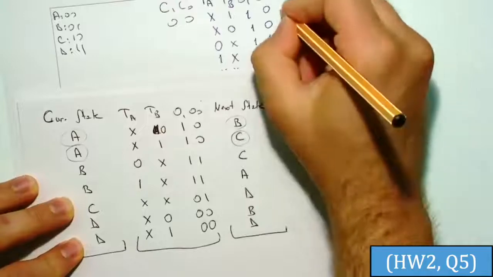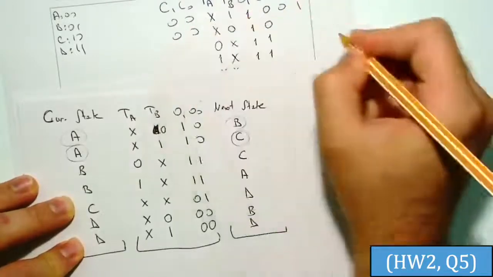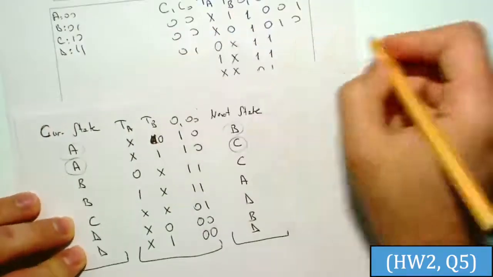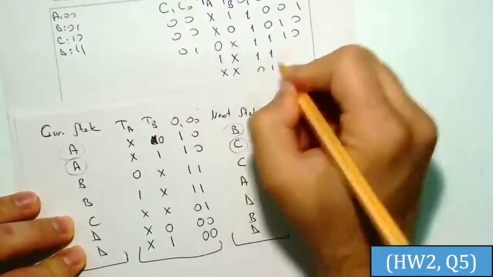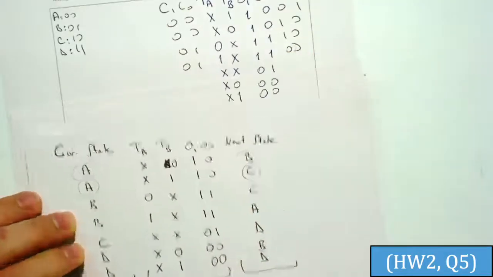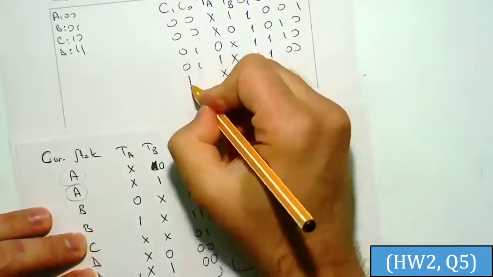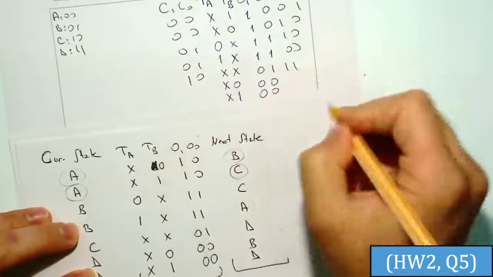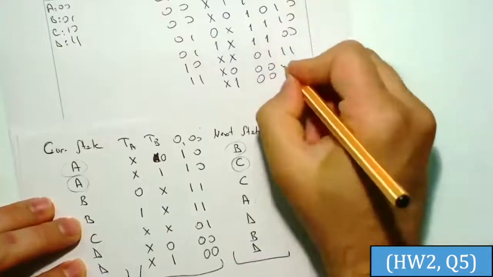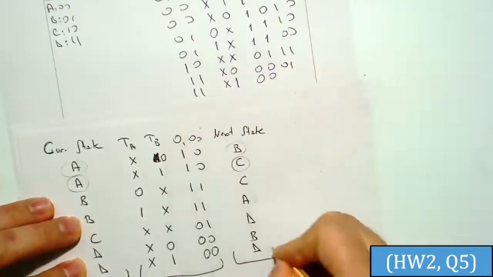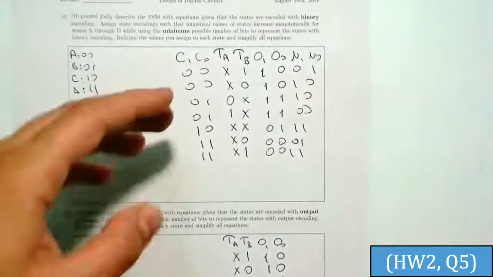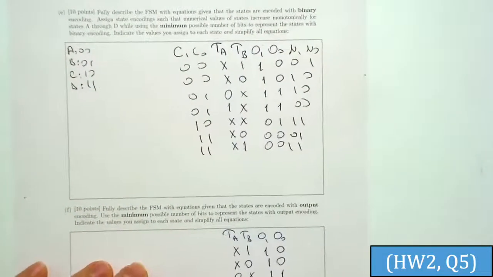For 0, 0, I have 0, 1; 0, 0, I have 1, 0; 0, 1, I have again 1, 0; 0, 1, I have 0, 0. For 1, 0, I have 1, 1. For 1, 1, I have 0, 1. And again for 1, 1, I have 1, 1. So this will be the truth table to represent states in a binary encoding.